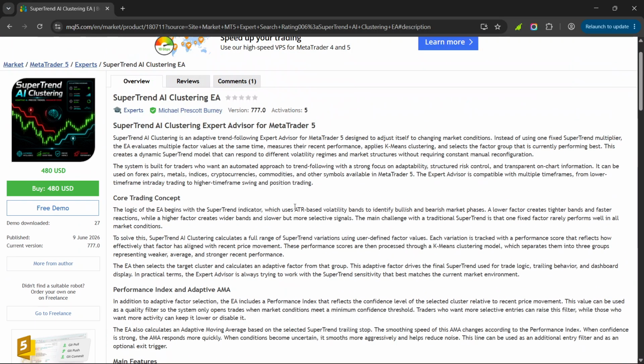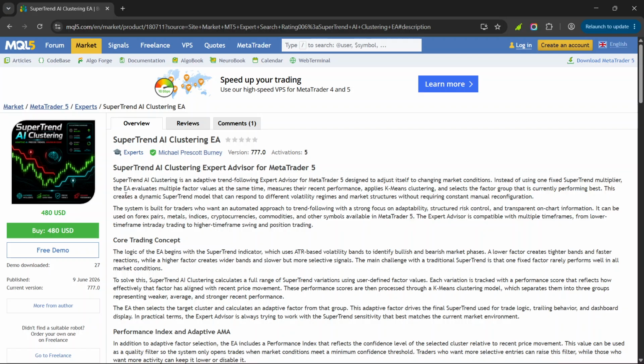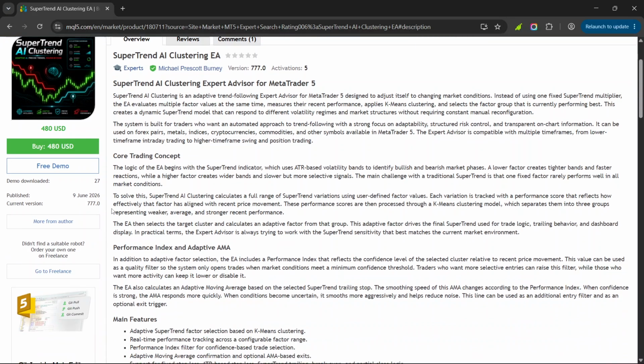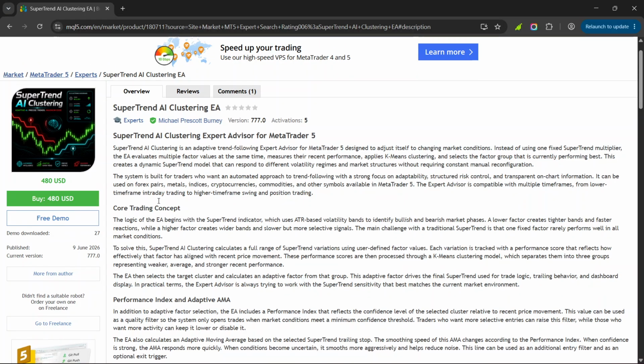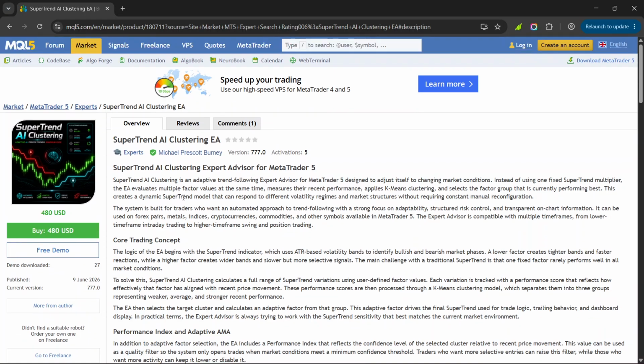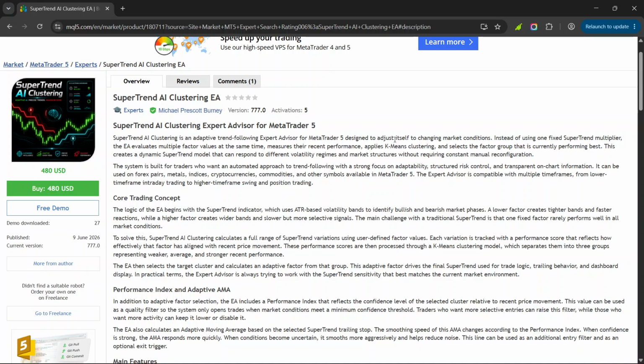Today we're taking a close look at the SuperTrend AI Clustering EA from MetaTrader 5. This one is straight from the MQL5 marketplace and is priced around 480 bucks while being positioned as an adaptive trend following system. The developer calls it a smart way to handle changing market conditions without constantly tweaking multipliers. Sounds interesting on paper, but let's break it down like we always do.